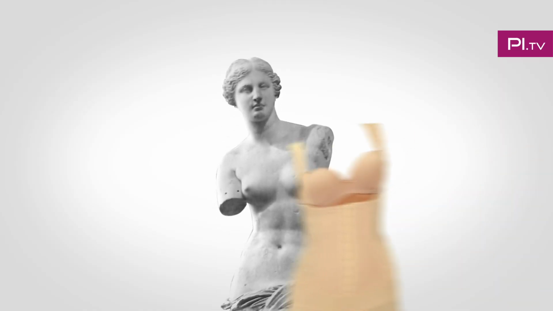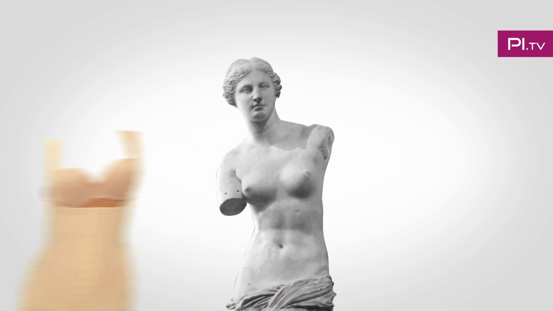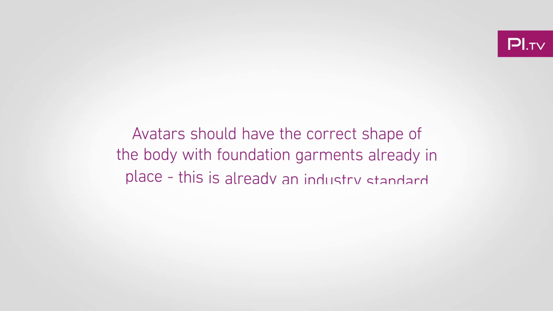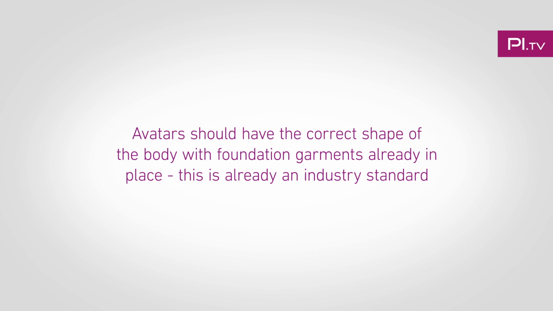As we talk about avatars having solid bodies, one of the most important things to note, especially if you're working in the compression or shapewear garment space, is that the avatar needs to have the correct body for that garment. The shapewear is not going to adjust the avatar's body at all because, again, it's solid. So imagine putting your shapewear on the Venus de Milo. You might get a great image, but it's not going to change the shape of that statue at all. So even beyond the shapewear space, you want to make sure your avatar has the shape of the body that you want with the foundation garments already on.